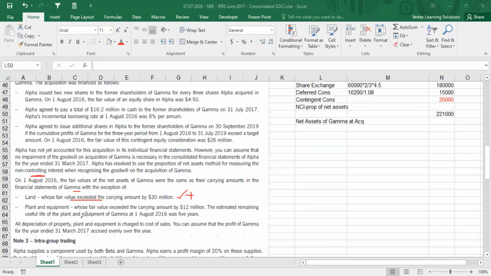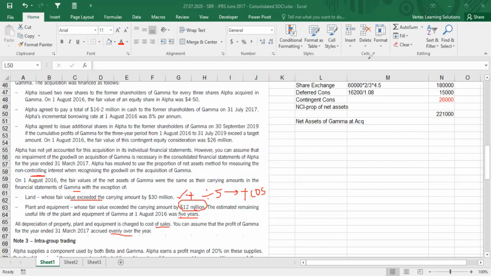Plant and equipment whose fair value exceeded the carrying amount by 12 million, we will increase the net assets. And the estimated useful life of the plant and equipment on 1st August was 5 years. And this 12 million will be depreciated on a 5 years basis. Whatever depreciation you calculate will be charged to the cost of sale. Cost of sale will increase as a result of this extra depreciation. All depreciation of plant and equipment is charged to cost of sale. You can assume that profit of Gamma for the year ended accrued evenly.